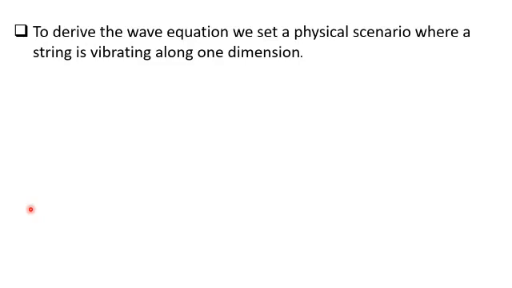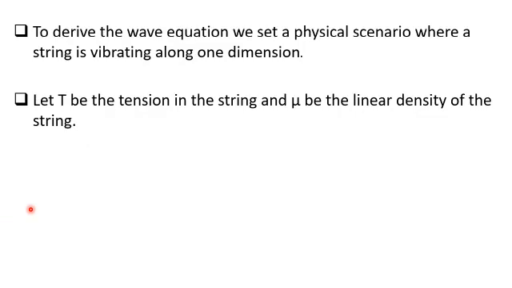Well, for the derivation of the wave equation, we suppose that there is a string vibrating along the y-axis. The pulse of wave is propagating along the x direction, and further we suppose that the tension in the string be T, while the linear density of the string be mu, and we suppose an ideal case where there is no damping involved.